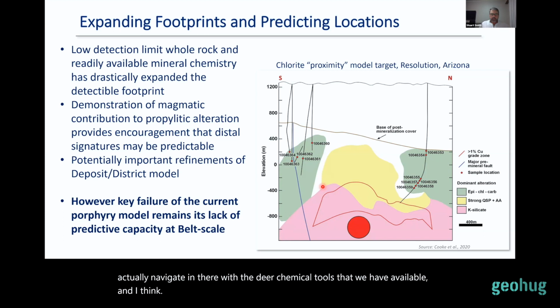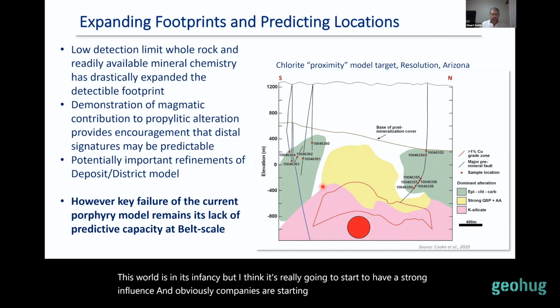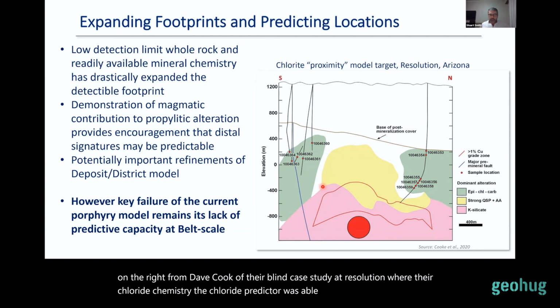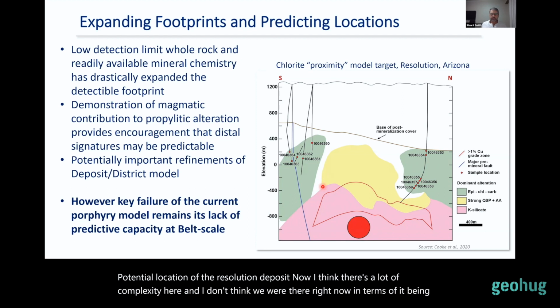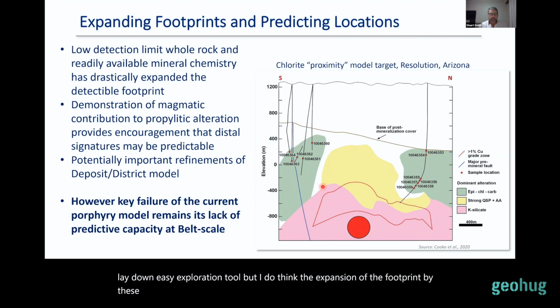I think this world is in its infancy, but it's really going to start to have a strong influence, and obviously companies are starting to do that already. It's an important refinement of the deposit and district model. Here's an example on the right from Dave Cook, of their blind case study at Resolution, where the chlorite chemistry, the chlorite predictor, was able to indicate the potential location of the Resolution deposit. Now, there's a lot of complexity here, and I don't think we're there right now in terms of it being a lay down easy exploration tool, but I do think the expansion of the footprint by these new geochemical tools is really going to change our world.